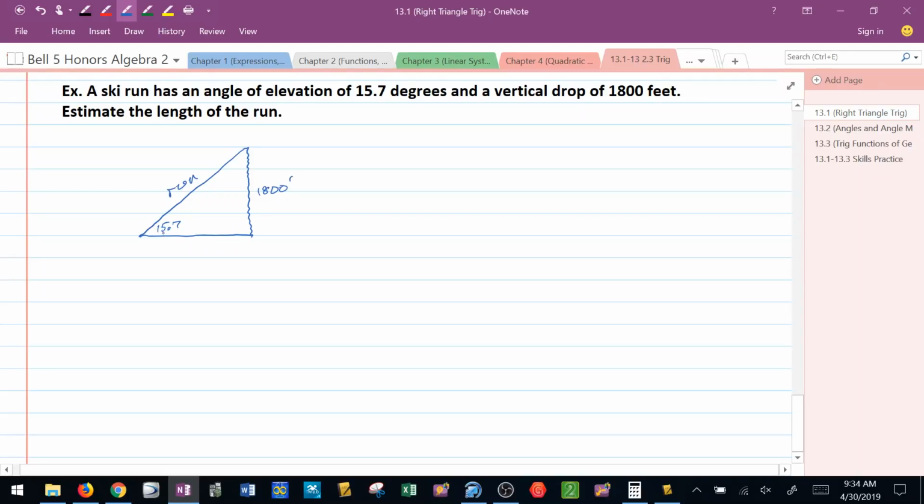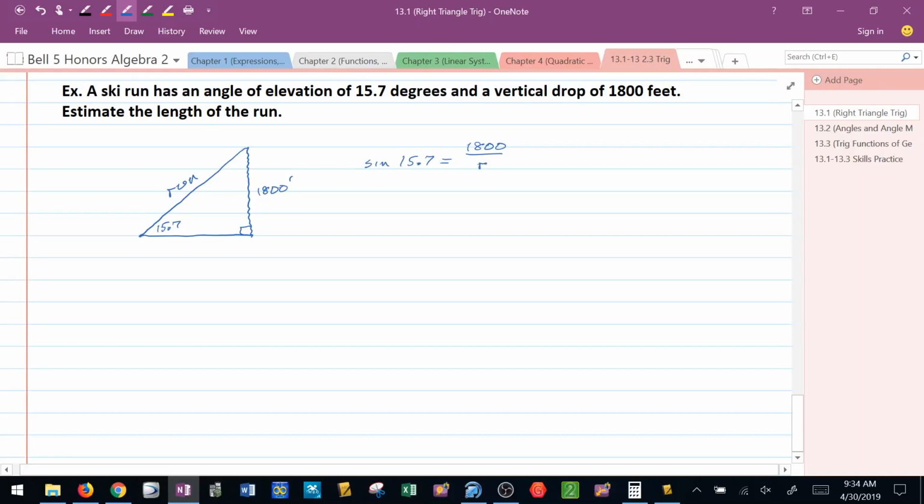From 15.7, that's my reference. Opposite is 1,800. The run here would be my hypotenuse. Opposite over hypotenuse, that's the sine function. So the sine of 15.7 degrees is equal to opposite over hypotenuse. I'm just going to call that R.